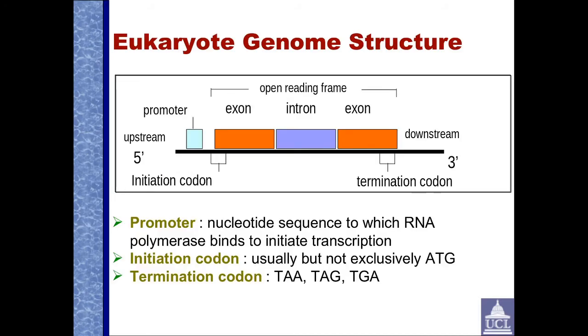So let's start with some background. In the last lecture we saw the typical eukaryotic gene structure consisting of a promoter, an open reading frame composed of exons and introns, and we talked about promoters being nucleotide sequences to which RNA polymerase binds to initiate transcription. In addition to that, we have these transcription factor binding sites that help with the polymerase binding.